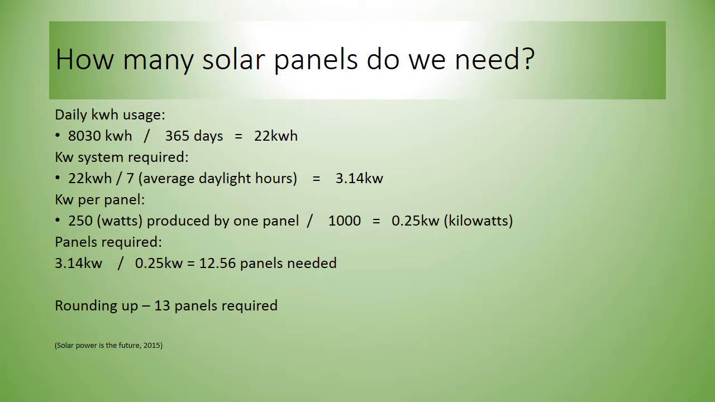Kilowatts per panel, 250 watts is the largest panel on the market. This is divided by 1000, this will give us 0.25 kilowatts. Panels required, 3.14 divided by 0.25 kilowatts. This equals 12.56 panels, rounded up, will be 13 panels.